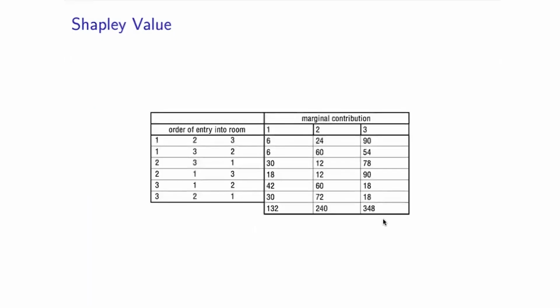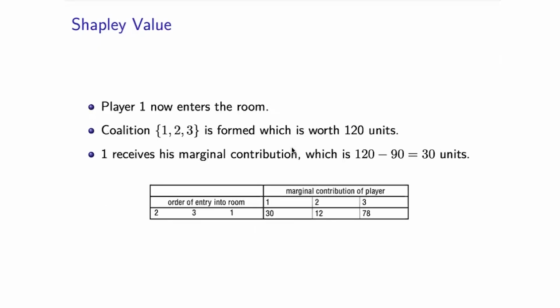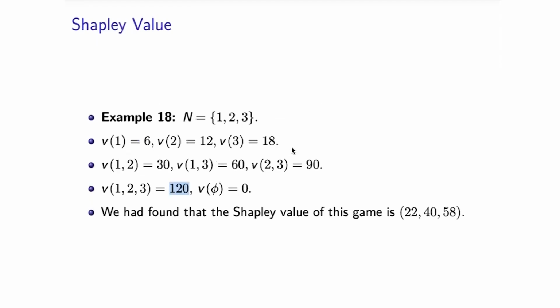Okay, so you can now do the same calculation. We just did this calculation for 2, 3, 1, but you can do the calculation for 1, 2, 3, right? So I can just quickly go through that, just to make sure that we are all on the same boat. So V of the empty set was 0, then 1 entered, and therefore 1 received 6. After that, 2 entered, and therefore the value went up from 6 to 30.